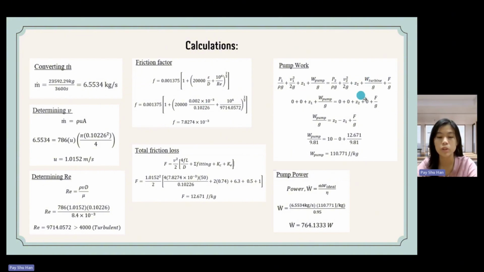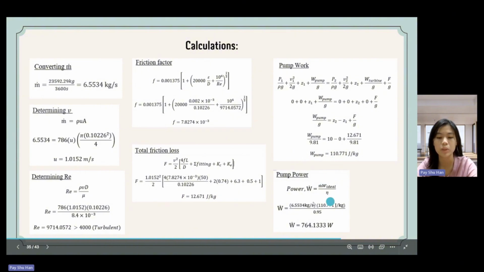Then by substituting total friction loss F into the Bernoulli equation, we found out that the pump work is around 110 joules per kilogram. Lastly, knowing the efficiency of the pump is 95%, we can calculate the actual pump power, which turns out to be around 764 watts.